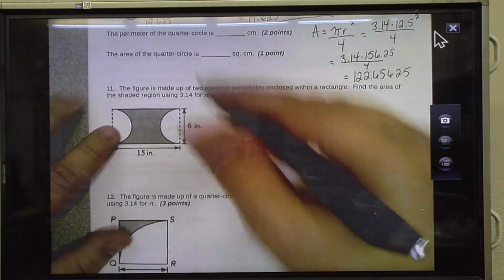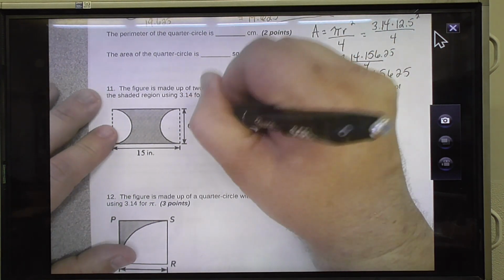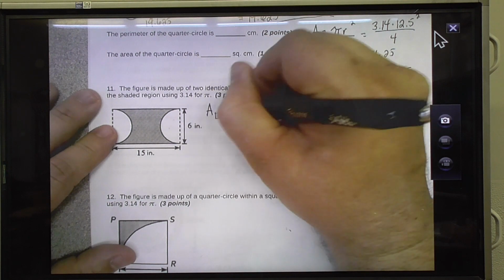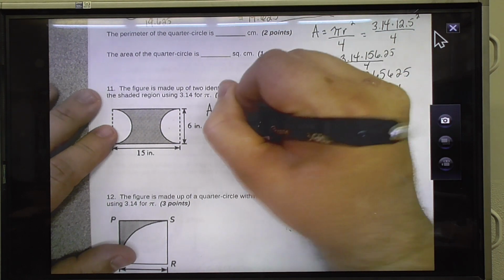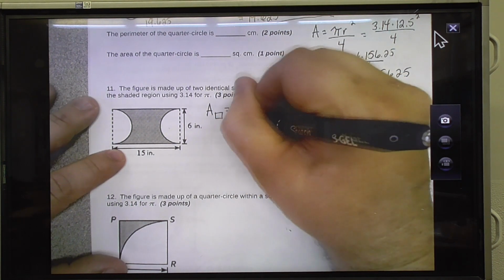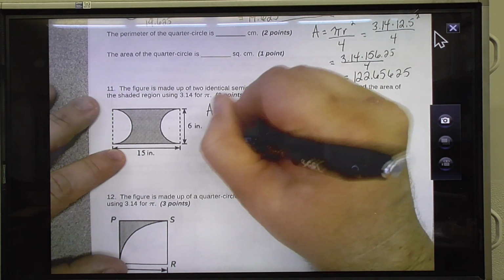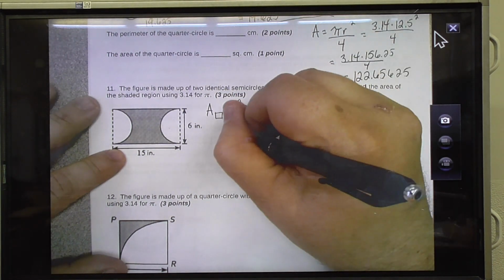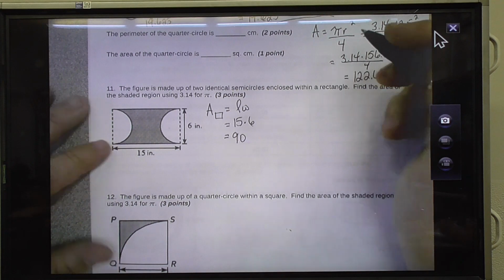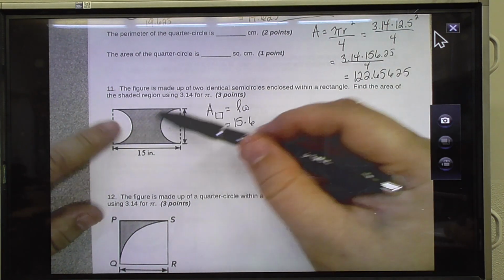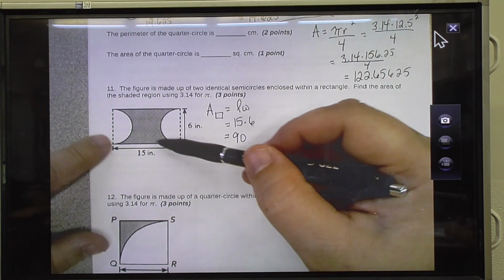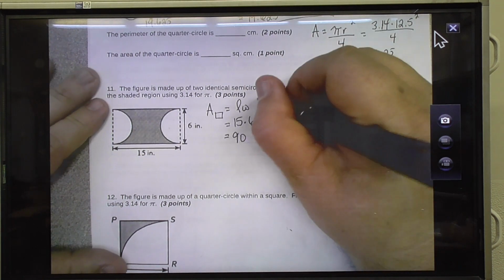So the area of the rectangle is length times width. The length is 15. The width is 6. 15 times 6 is 90. So that is the whole rectangle. The whole entire thing is shaded in. But it is not all shaded in.